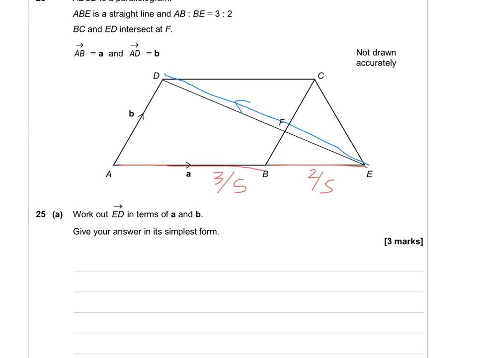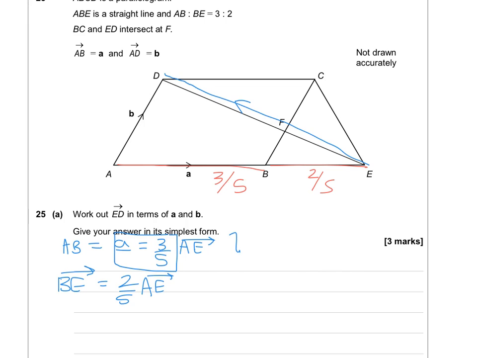Now, the first thing we are going to do is use the fact that AB, which is A, is 3/5 of AE. So effectively, A, you can think of, must equal 3/5. Now, this means to find BE, we need 2/5 of AE. Now, using this relationship, A equals 3/5 of the total AE.